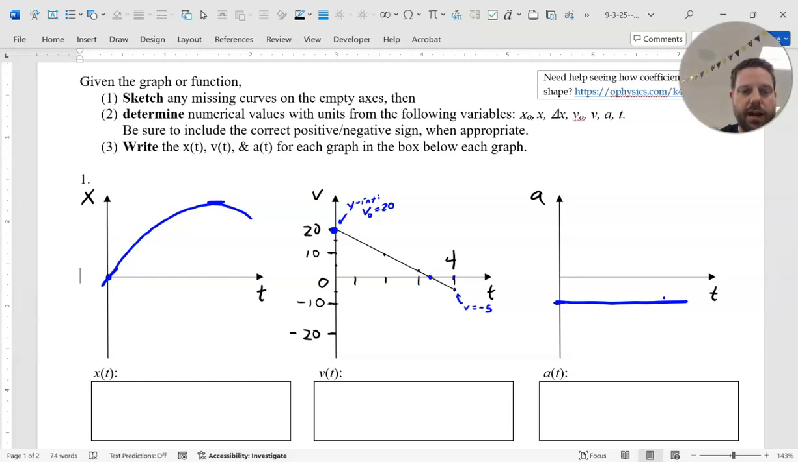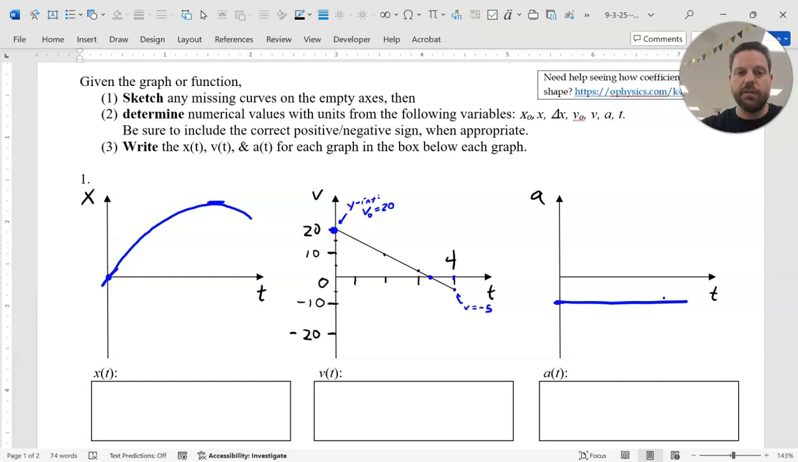Okay, so we've sketched our graphs. Now what we'd like to do is determine numerical values for all of these different quantities. And so the first thing we want to do with any quantitative graph, which is a graph that has numbers, is look at what's on the y-axis and what's on the x-axis and think what quantities we can get using that variable. So for example, velocity is on the y-axis. So I can get the variables v naught and v, just like I did, 20 and negative 5. My time is going to be 4, so I can get the time.